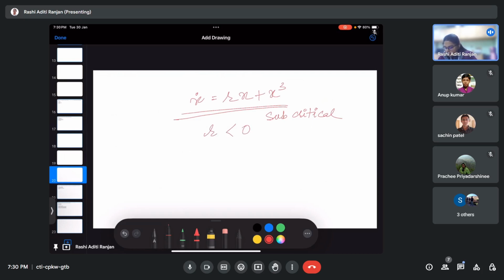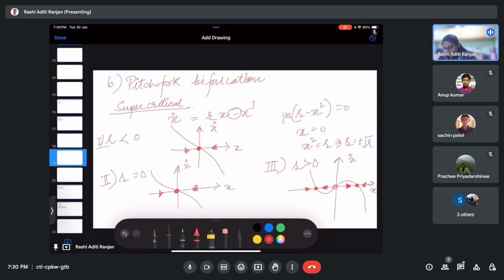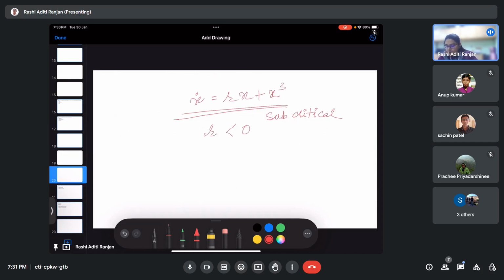And here you'll see that for r less than 0, like in the previous case, we were having one stable equilibrium point. In this case, for r less than 0, you'll have three fixed points, but out of those three, only one is going to be the stable one. The plot is going to be like this, and in this case, these two will become the unstable fixed points, and this will become the stable fixed point.